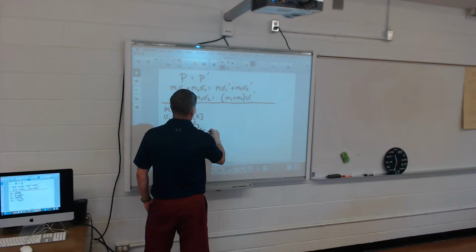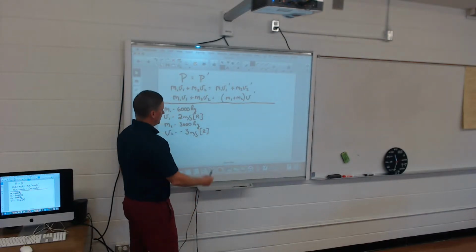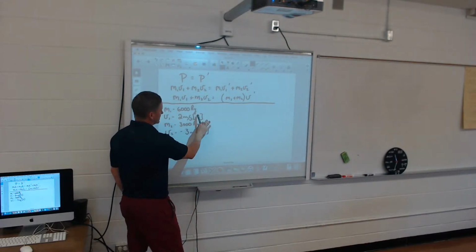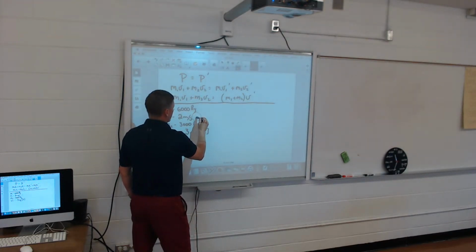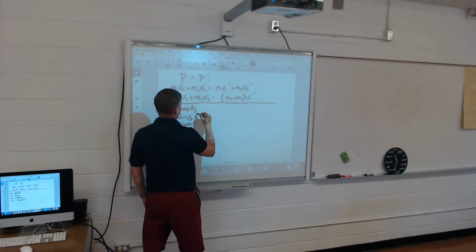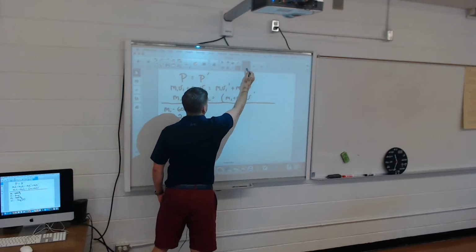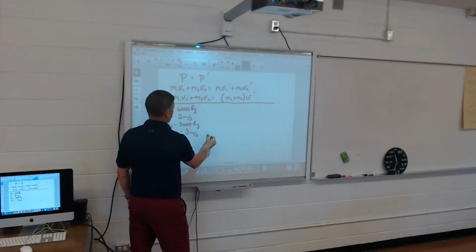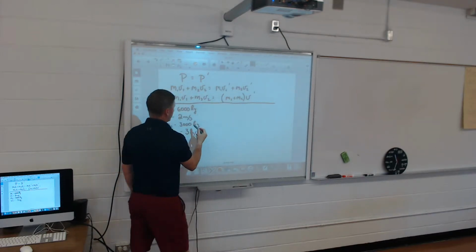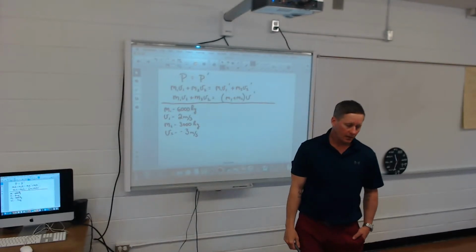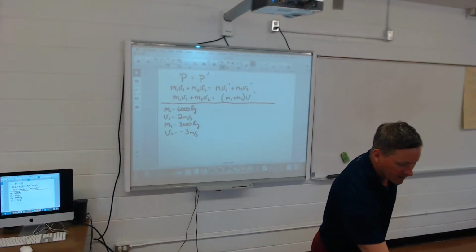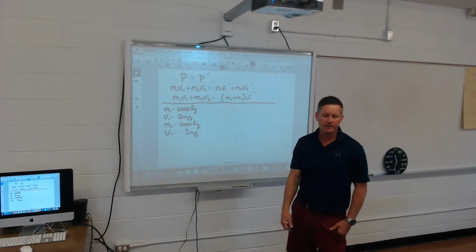Now, I don't want to confuse you. I put this one as to the right. I just need to make it positive. I don't necessarily need to write it in there, but you have to remember that you've designated to the right as positive and to the left as negative. Well, we always do that, so it shouldn't be any big deal for you. Okay. They couple together, and it says, what is the speed and direction of the pair after the collision?